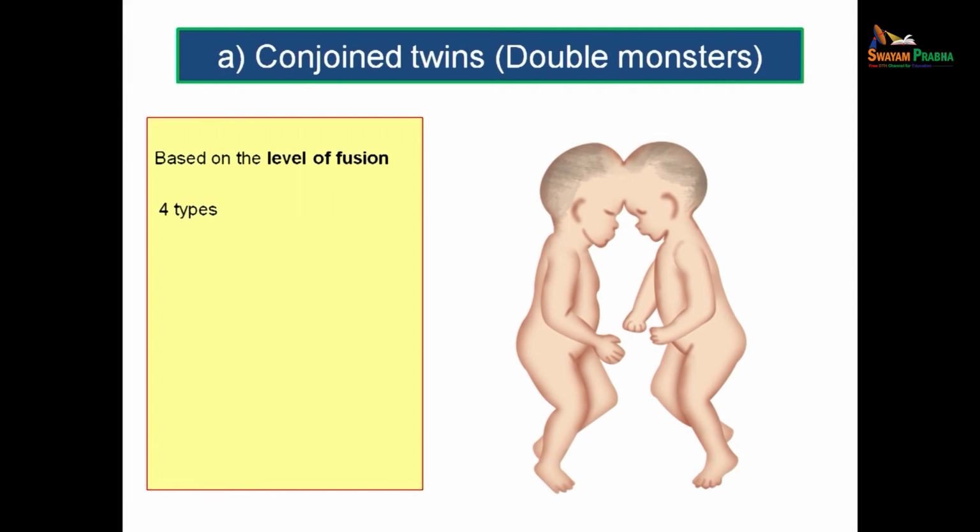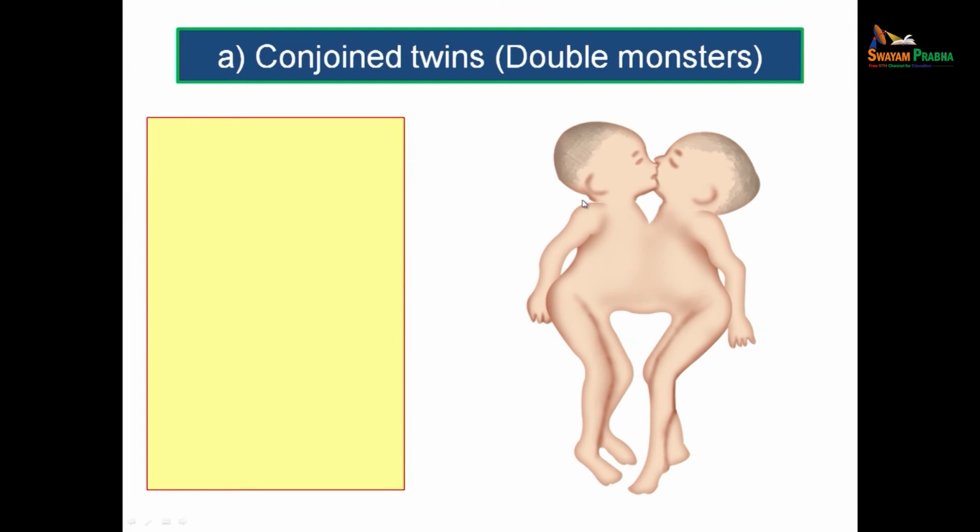Based on the level of fusion, we have 4 types. The first pattern is known as craniopagus. This was actually the case with which we started the session. Craniopagus means we have the fusion of heads. You can see the two fetuses which are incompletely separated and the fusion is actually at the head portion. The remaining body parts are separated, but there is fusion at the head.